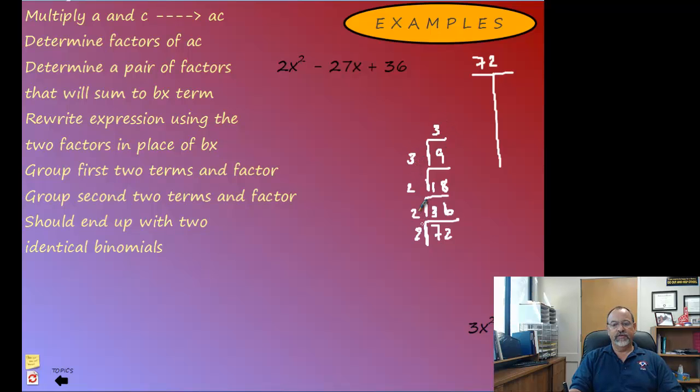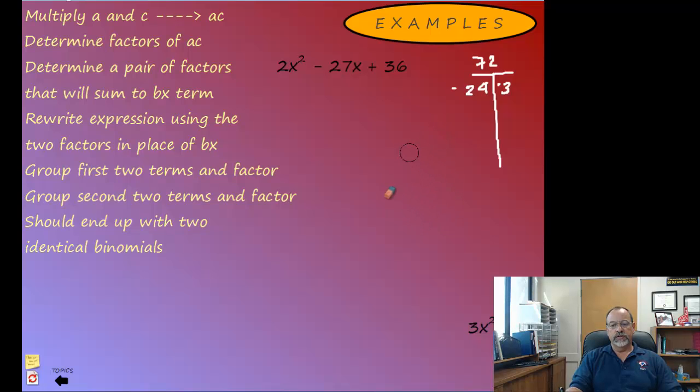So I have 2 times 3 times, this is 24 times 3 is 72. 24 and 3, can I make that 27? Yeah, I can do that. So 24 times 3 is 72, but 24 plus 3 is not negative 27. So what am I going to have to do? Well, if I make both of these negative, I still get positive 72 when I multiply them, but now I get negative 27 when I add them. So I want to use negative 24 and negative 3 as my two numbers.